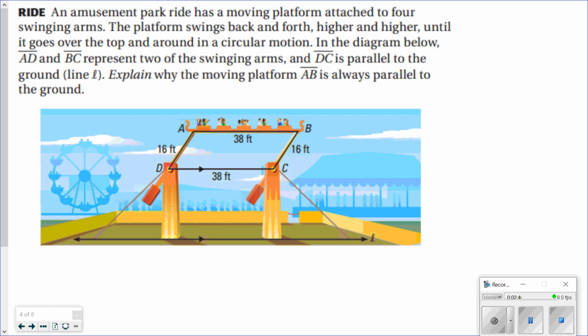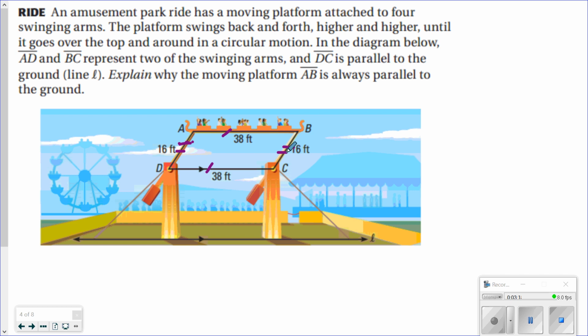So if we look at our parallelogram, ABCD, if it's rotating in a circular motion, we're going to see that the shape of our parallelogram or our quadrilateral changes. However, the side lengths do not change. They stay the same. And if you look at our picture here, we notice that 38 and 38, they're across from each other. They're congruent. 16 and 16, they're across from each other and they're congruent. So since both pairs of opposite sides are congruent, we know that ABCD is going to be a parallelogram.